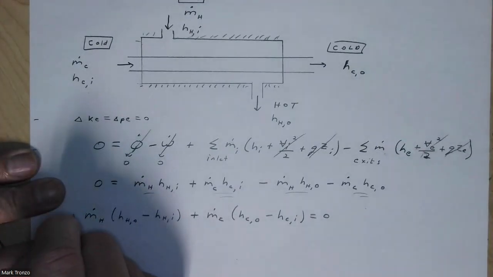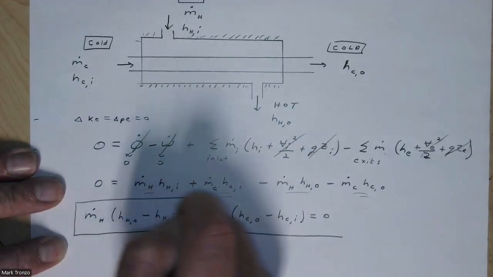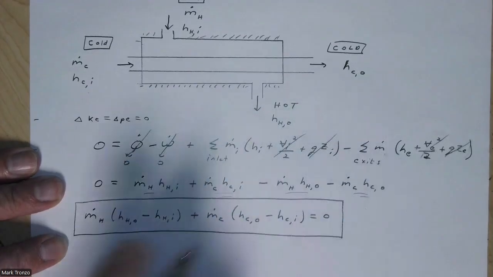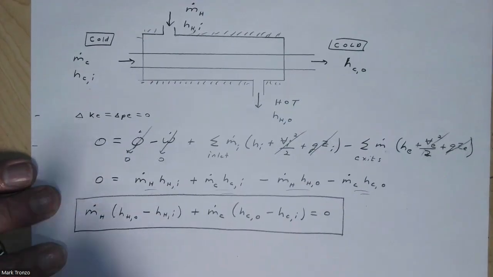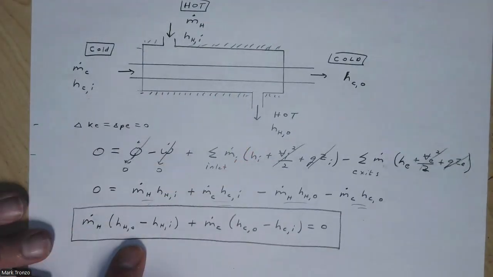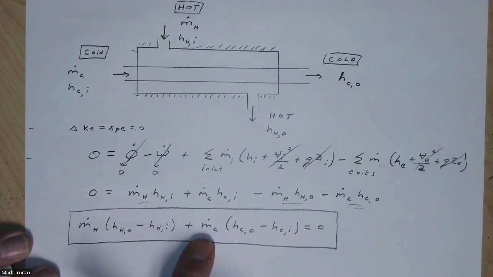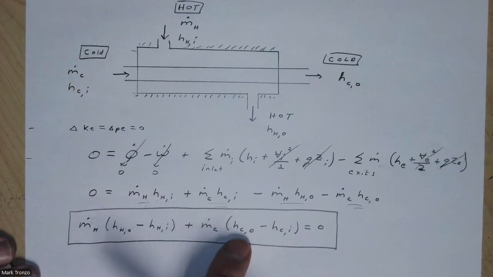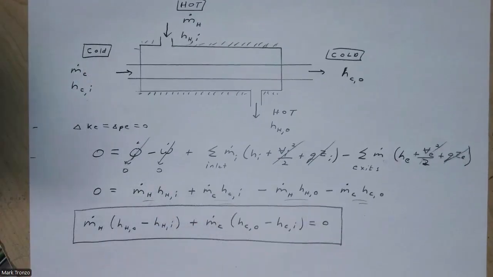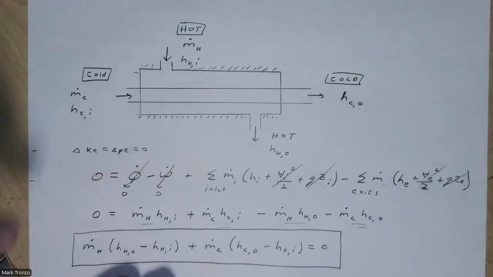This is the main equation we have to keep in mind when we work with heat exchangers. You have the mass flow rate of the hot times the enthalpy of the hot out minus the enthalpy of the hot in, plus the mass flow rate of the cold times the enthalpy of the cold out minus the enthalpy of the cold in. We'll be using this quite a bit, so keep this and this picture in mind when you're doing these heat exchanger problems.